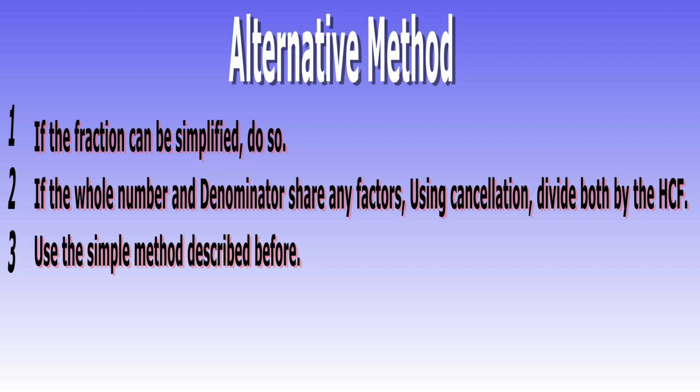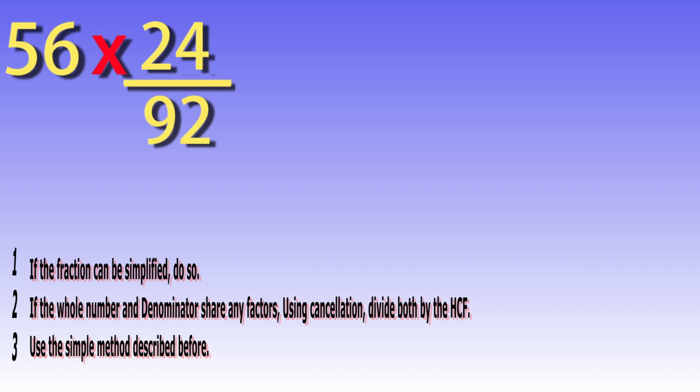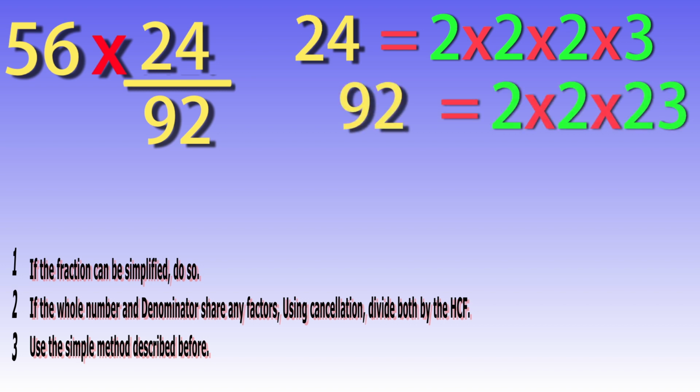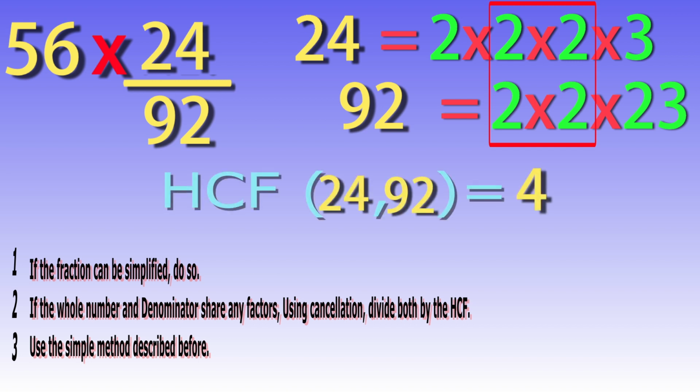Let's try this with the harder problem. Starting with the fraction 24 over 92, we can simplify it by finding the highest common factor of 24 and 92. We can find the highest common factor of both by rewriting them as prime factorizations. 24 equals 2 times 2 times 2 times 3, and 92 equals 2 times 2 times 23. The largest product of these two factorizations is 4, so the highest common factor of both is 4.